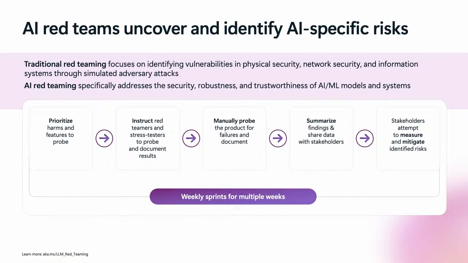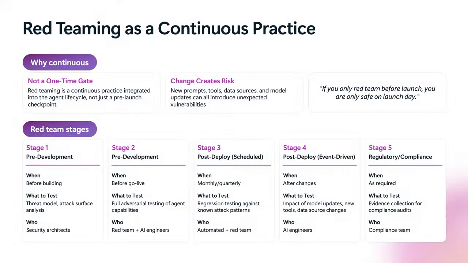For agents, this has to be continuous. The reason is straightforward. Agents keep changing. A new prompt, a new tool, a new data resource, a model update, or a policy change can introduce a new weakness. So we red team across the lifecycle: before deployment to understand the threat model, pre-deployment to test the full experience, after deployment on a regular schedule, and when we need evidence for compliance.